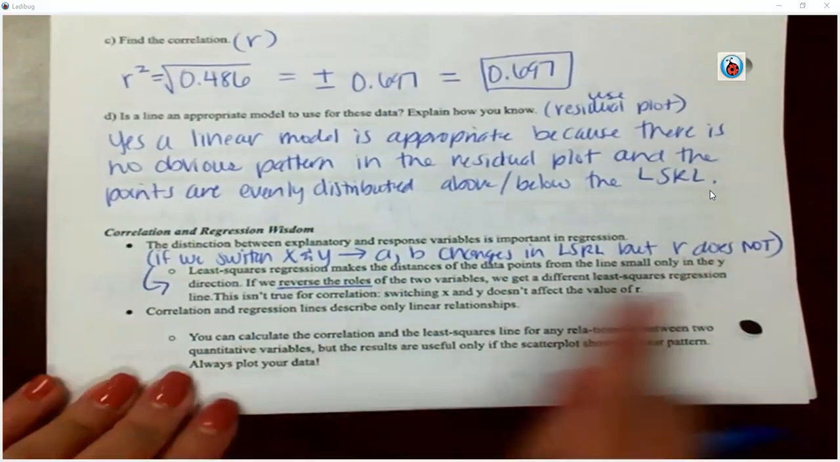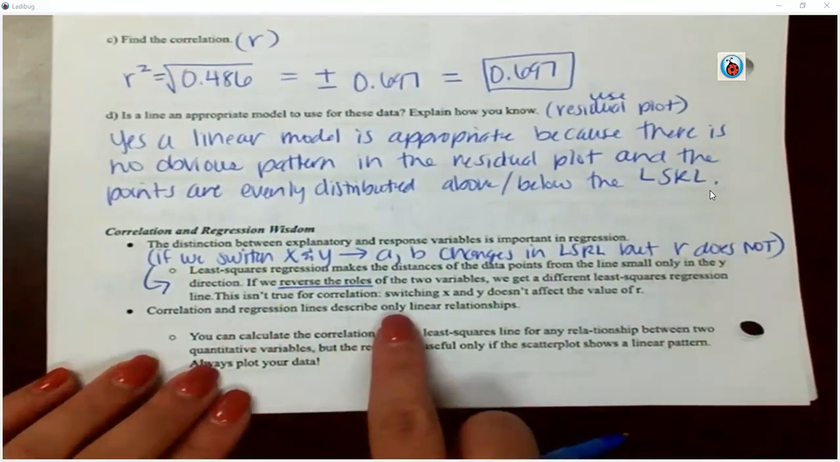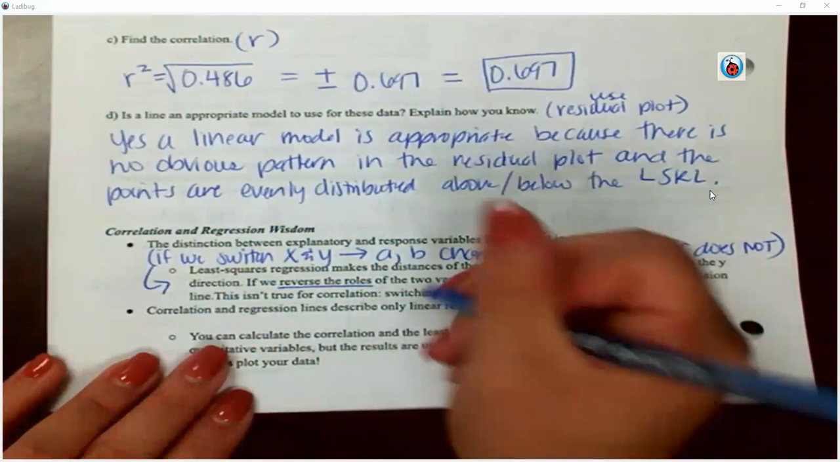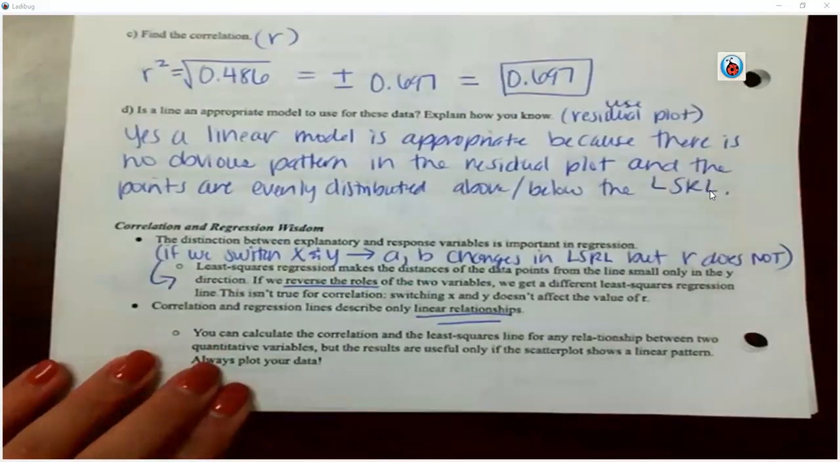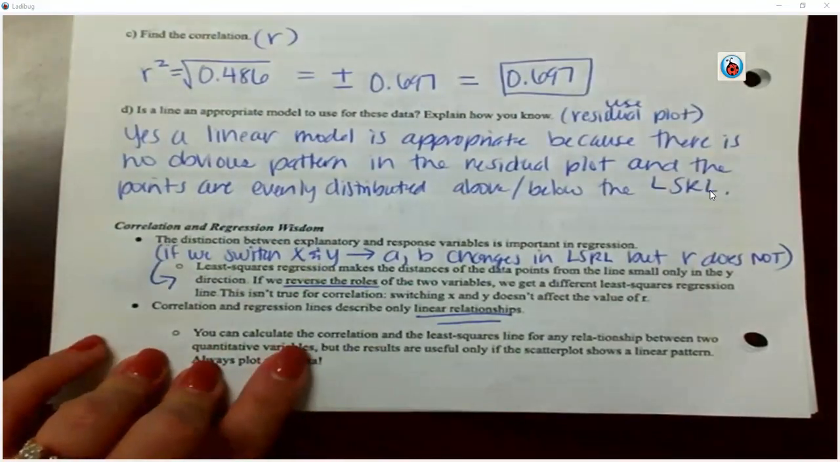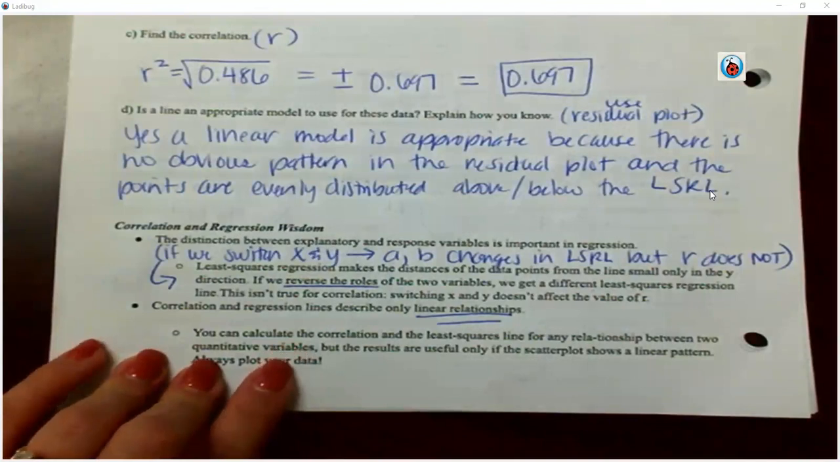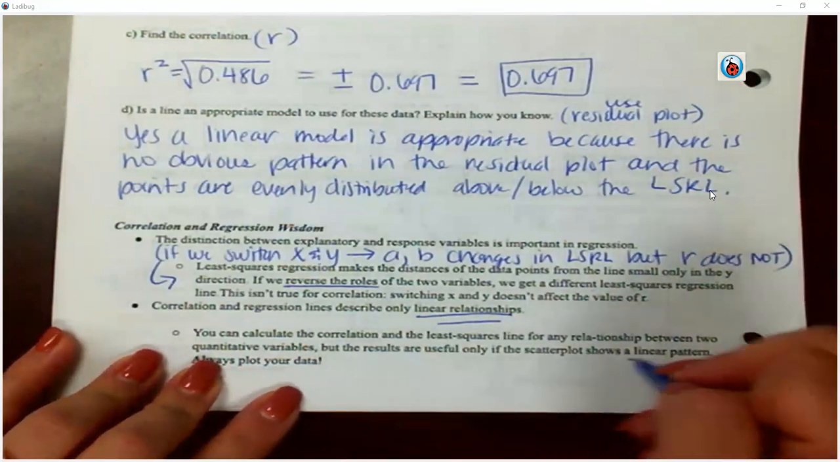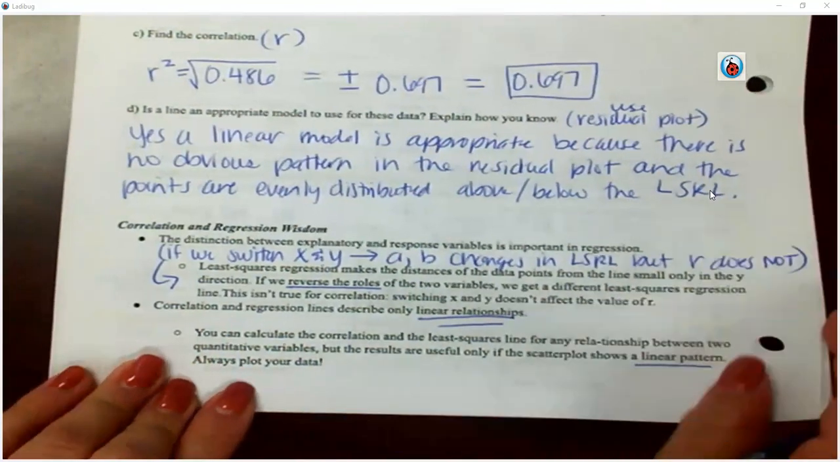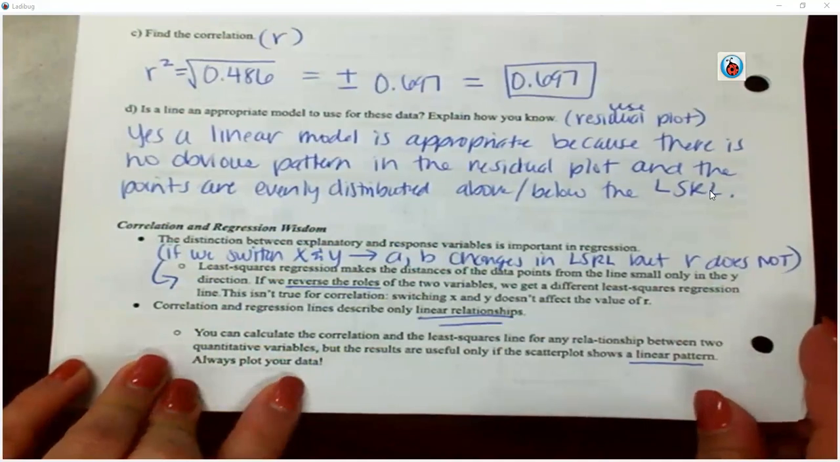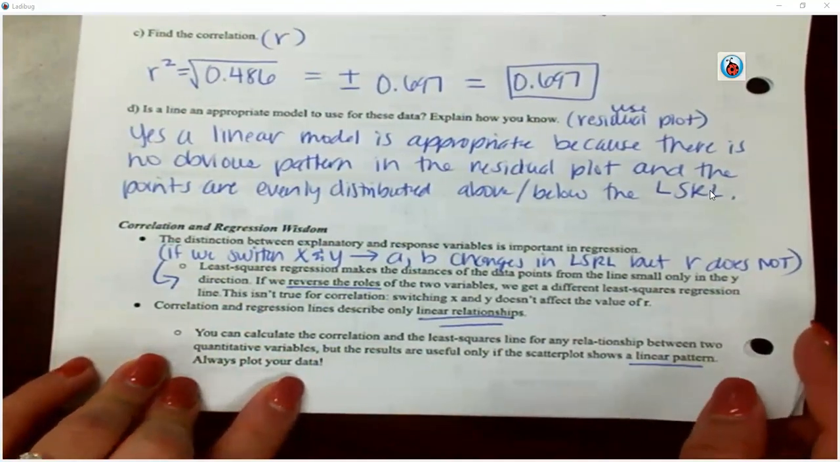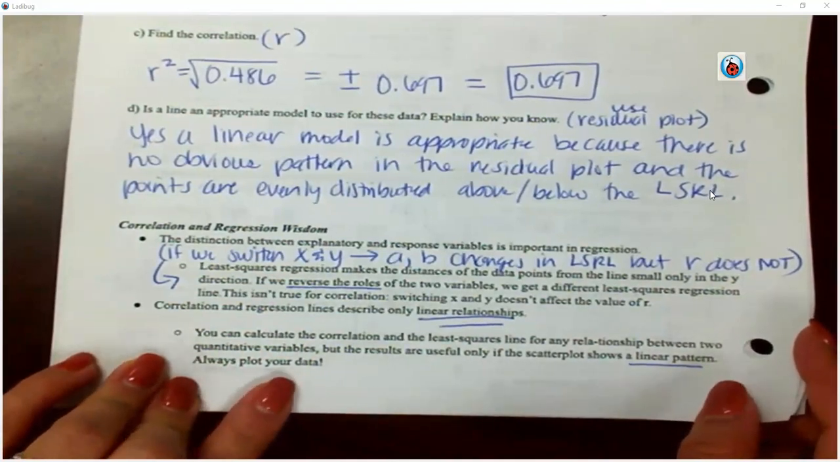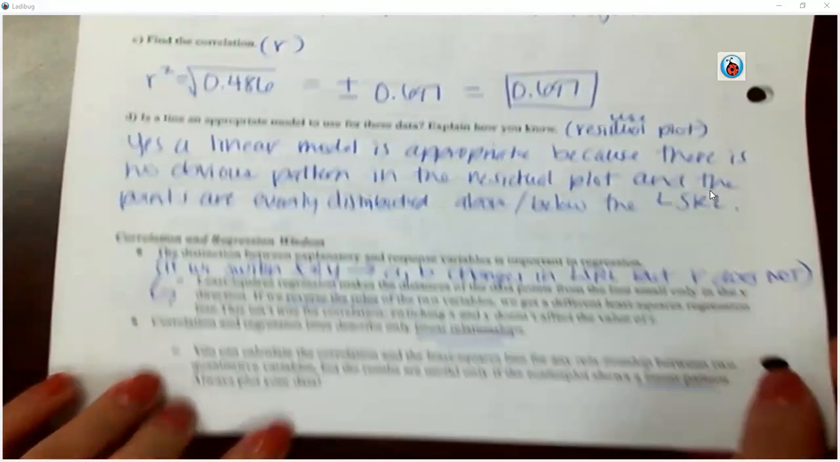Now, your correlation and regression line describes only a linear relationship. Okay, so once again, linear relationships. You can calculate the correlation and the least square regression line for any relationship between two quantitative variables, but the results are useful only if the scatter shows a linear pattern. Always make sure you plot your data if possible. Okay, if they don't give you a graph, but they give you the data, plot it to make sure that it created a linear pattern.